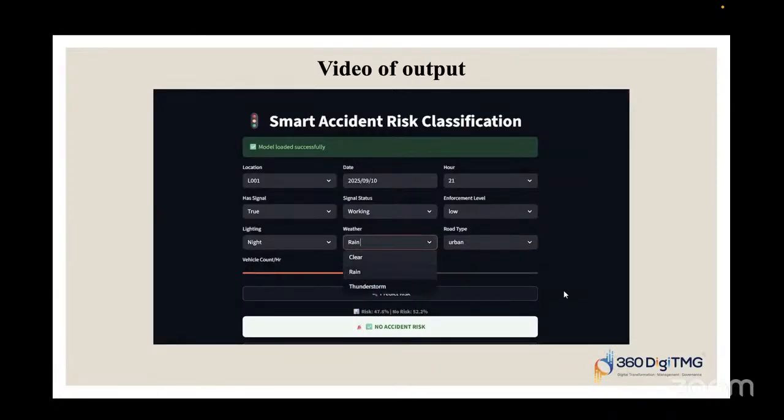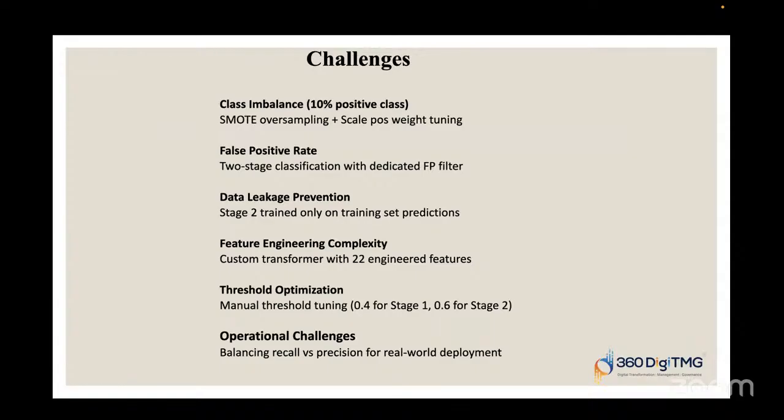Then, what are the challenges we found? To handle the imbalanced data, I already said we used the SMOTE oversampling technique to balance our data. Another problem we faced is that the false positive rate is very high because of the small amount of accident data.